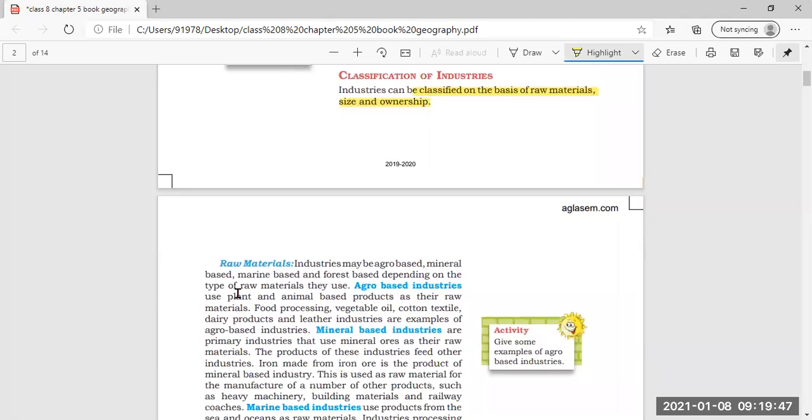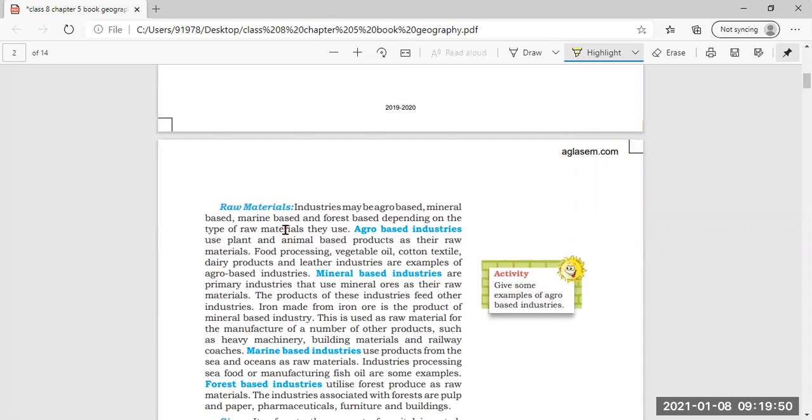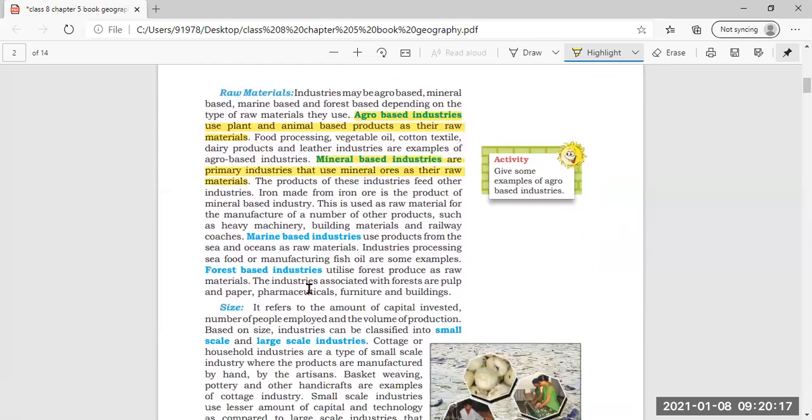In this we have already understood the raw materials, that is, industries divided on the basis of raw material. First, you have understood the agro based industries, which use plant and animal based products as their raw material. Second, the mineral based industries, in which the primary thing is the mineral ores as raw material. Next, the marine based industries, which use products from the sea and ocean as raw material. That means to manufacture fish oil or seafood and so on.